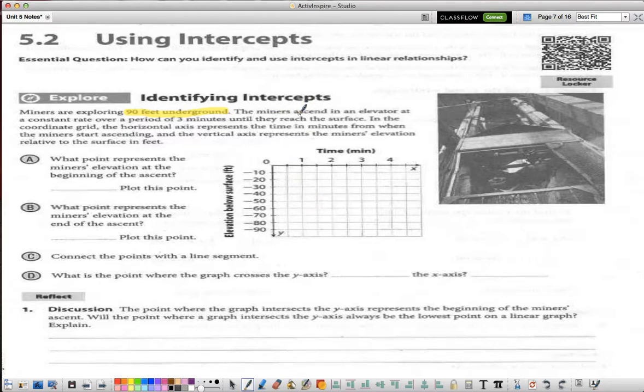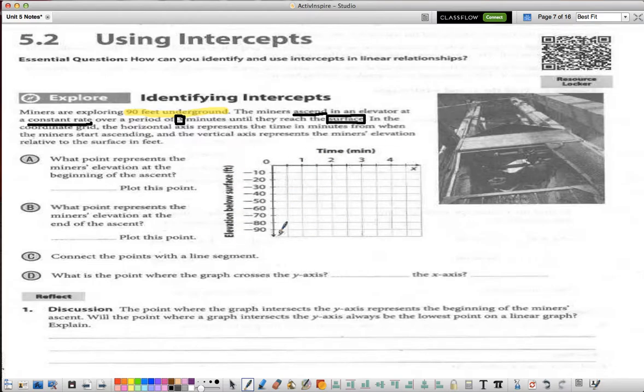And then now they ascend, so they go up in an elevator at a constant rate. So since it's a constant rate, you know that that means that it's going to be a straight line over a period of 3 minutes. Right, until they reach the surface. In this case, the surface is an important number because we know the surface for elevation is going to be 0. Okay, so in the coordinate grid, our horizontal axis, our x-axis, is time, and our y-axis is elevation.